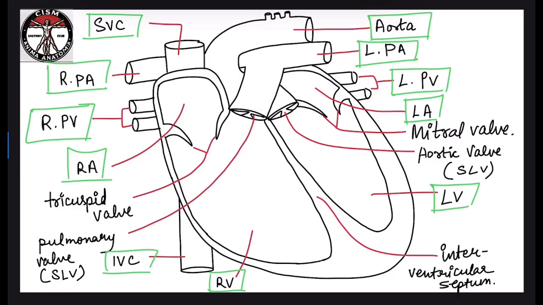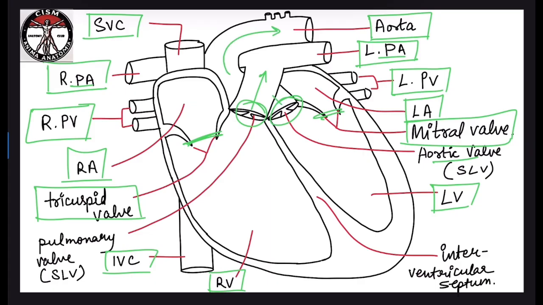Let's see the valves. Here is the tricuspid valve, where this is the mitral valve, which is the bicuspid valve. And here is the pulmonary valve, which further transfers blood to the pulmonary arteries. And there is the aortic valve, which transfers blood to the aorta.